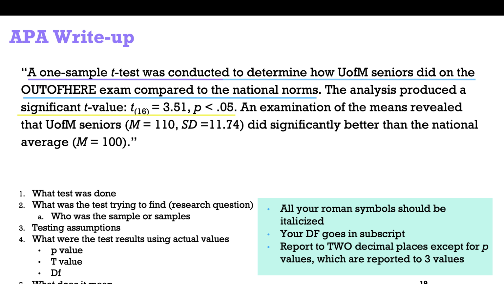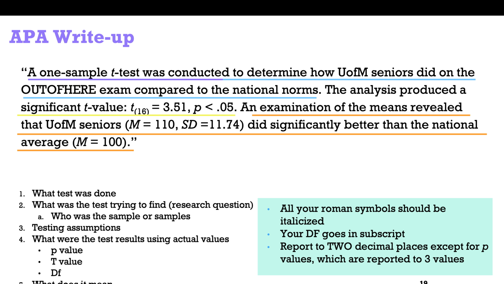The analysis produced a significant t-value, t(16) = 3.51, p < 0.05. And then what does it mean? An examination of the means reveals that University of Memphis seniors, mean of 110, standard deviation of 11.74, did significantly better than the national average, mean equals 100.